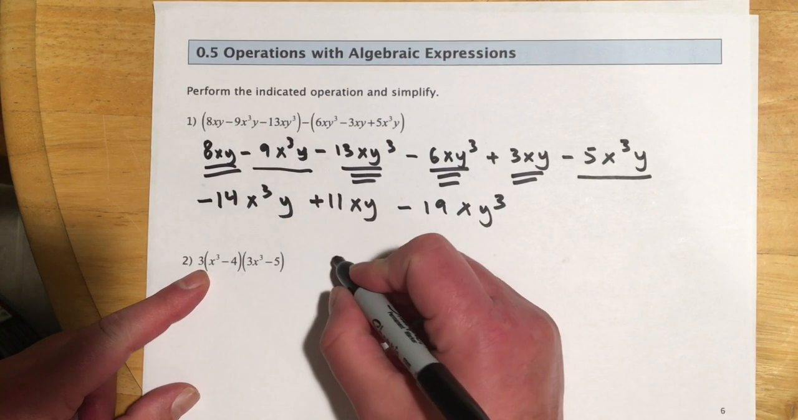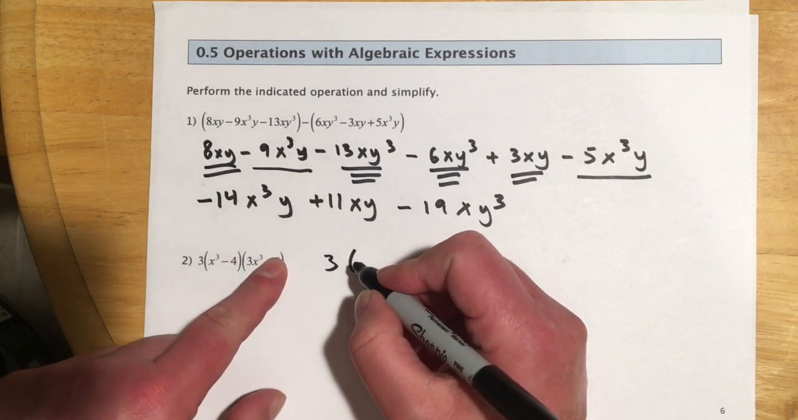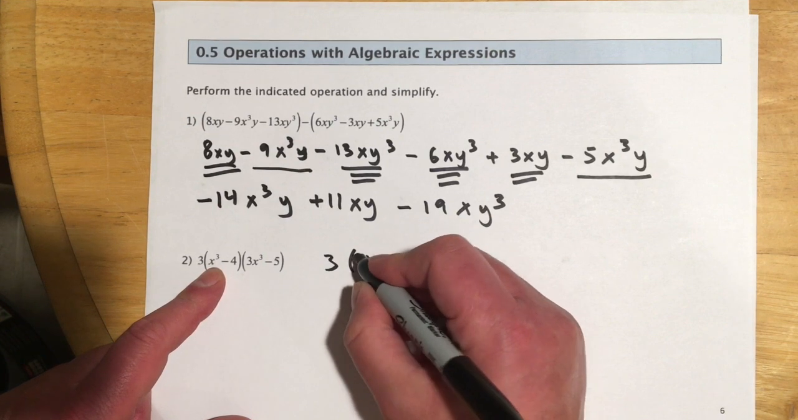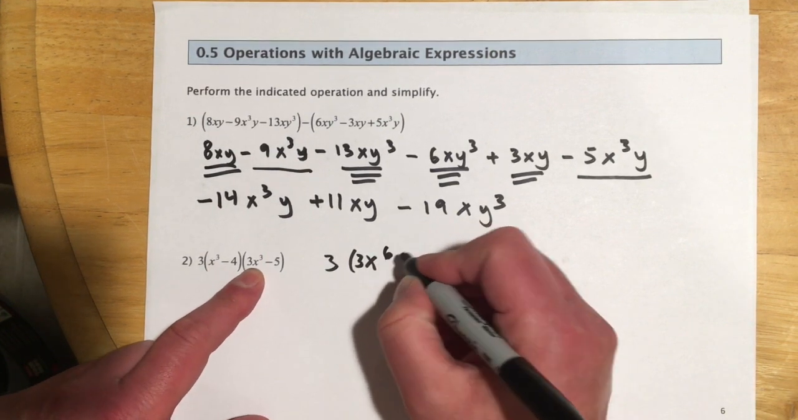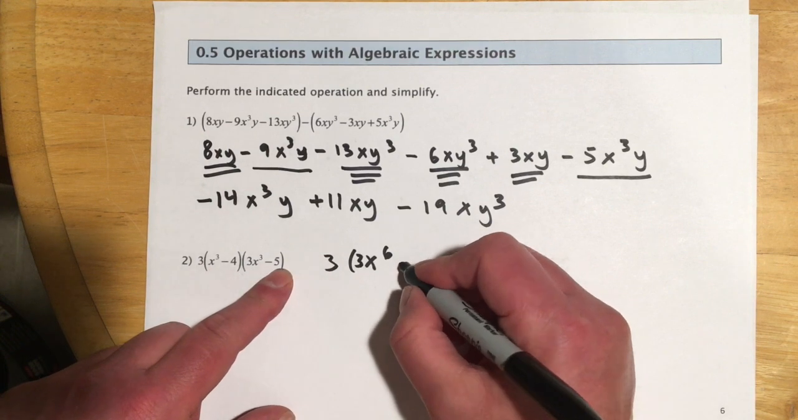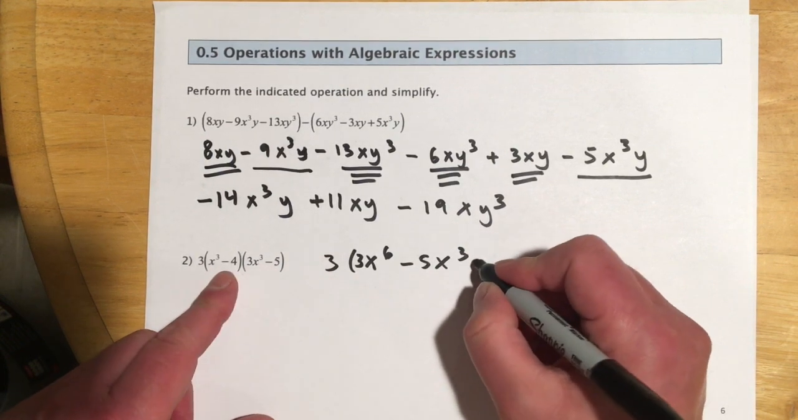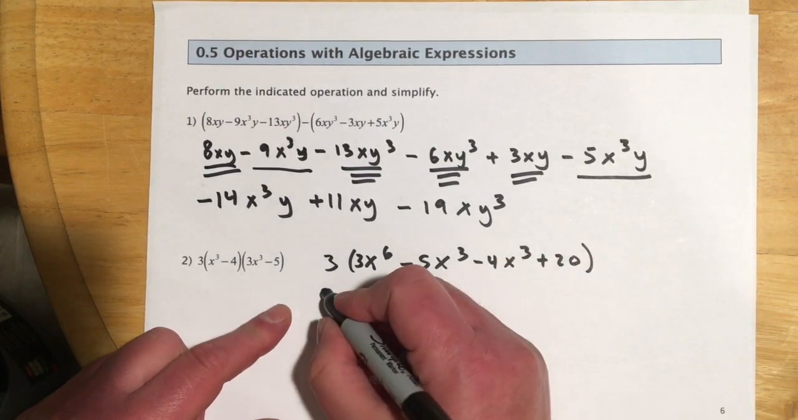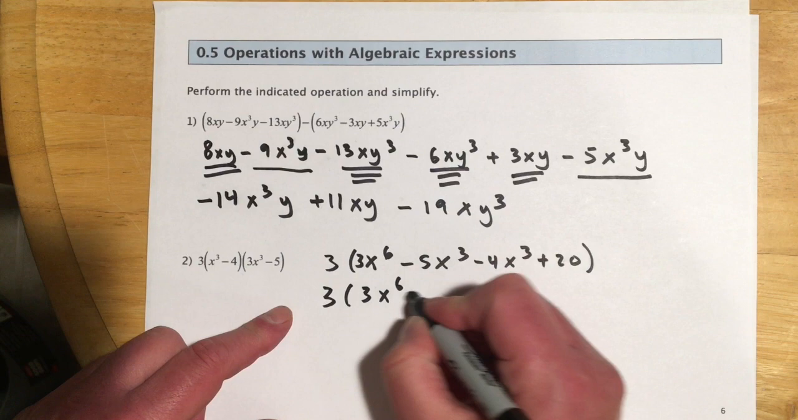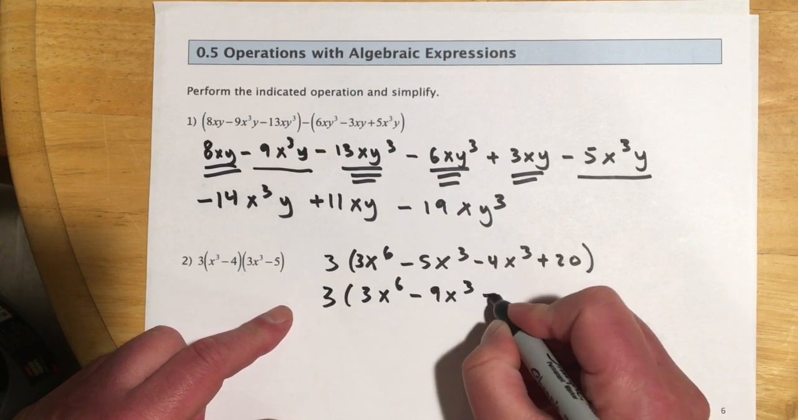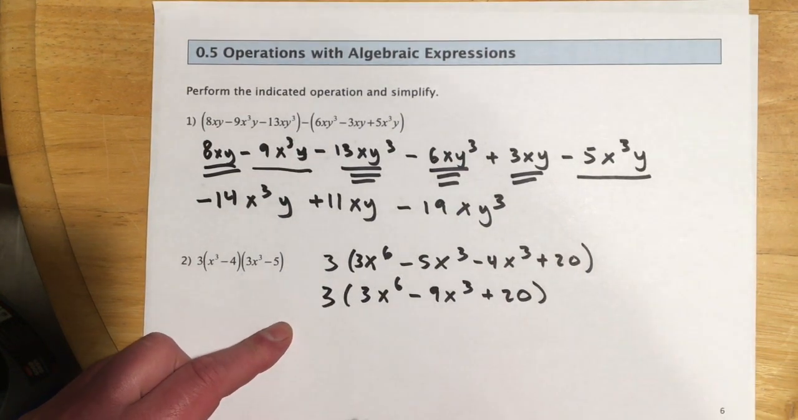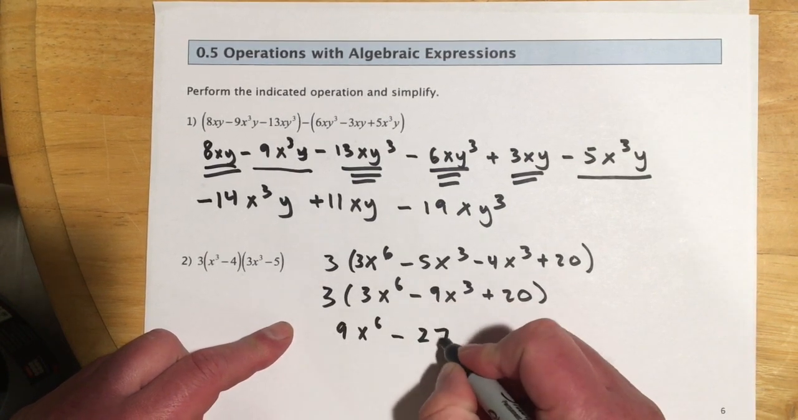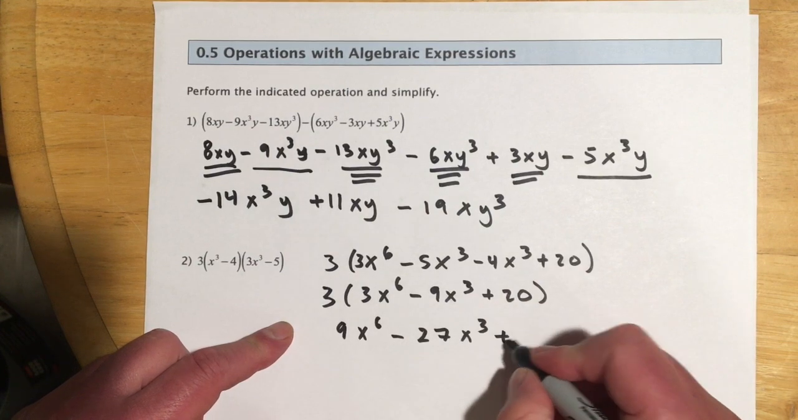For this one, it'll be a FOIL. So I would probably do the FOIL part first and then run the 3 through after I'm done. This will make 3x to the 6th, adding the exponents, minus 5x cubed, minus 4x cubed, and then a plus 20. Collect my like terms. And then run the 3 through afterwards. So 9x to the 6th, 27x cubed, and 60.